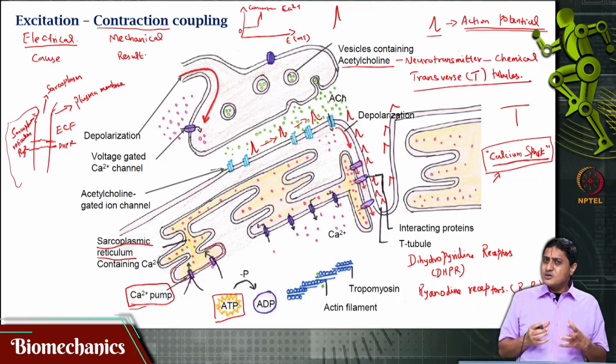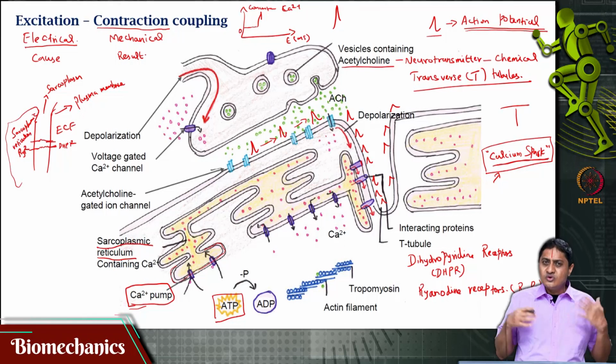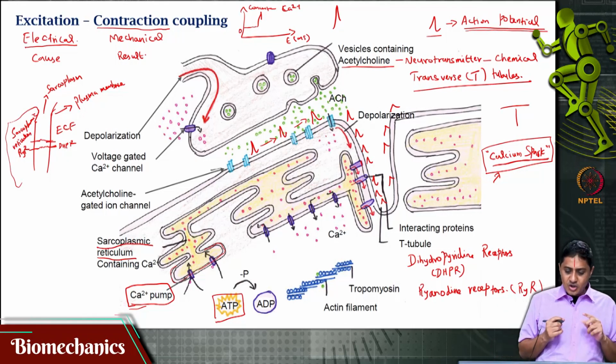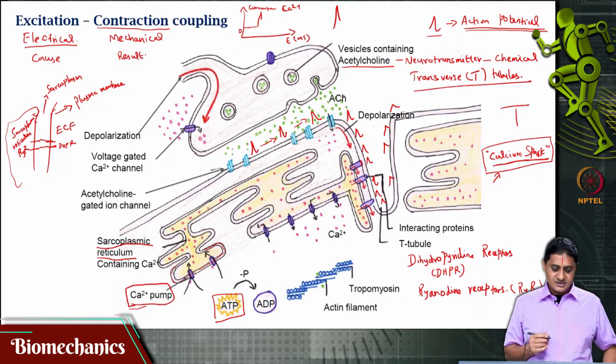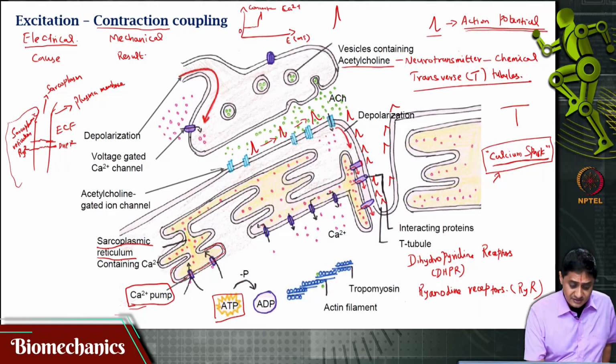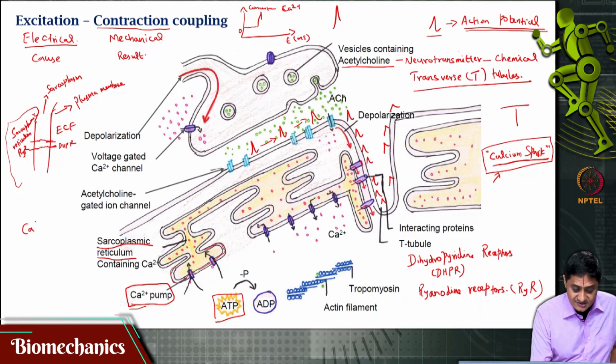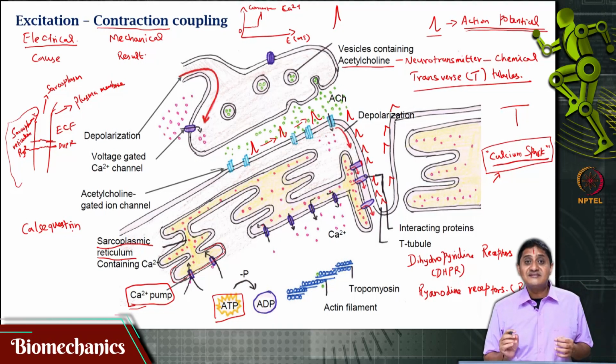But how is the sarcoplasmic reticulum able to store so much calcium? This is a bit of deep physiology, so we will spend some time on this. Because the sarcoplasmic reticulum has some special proteins such as calsequestrin.